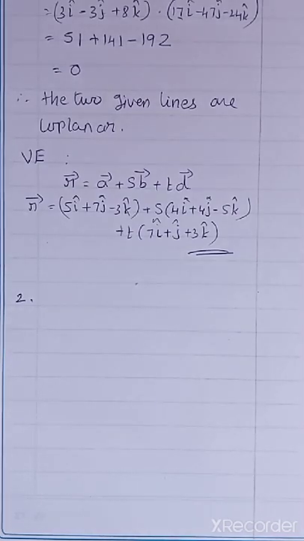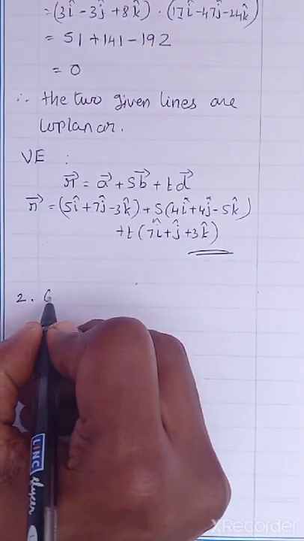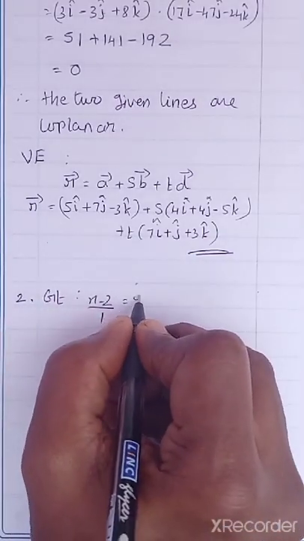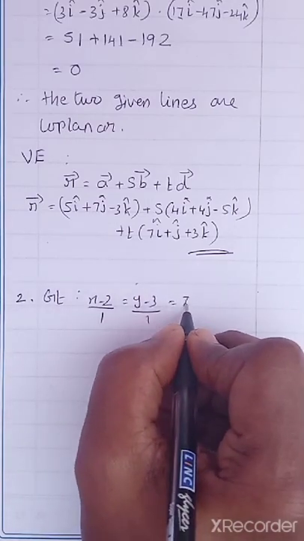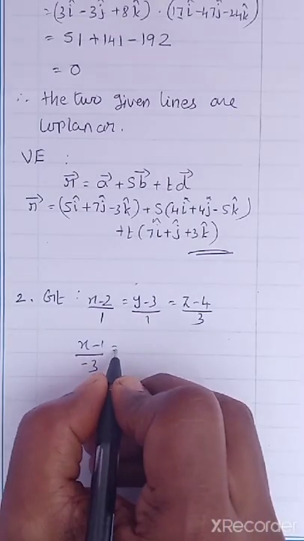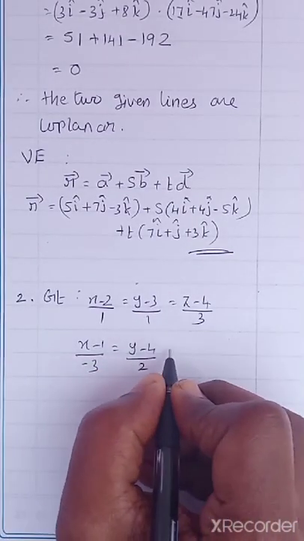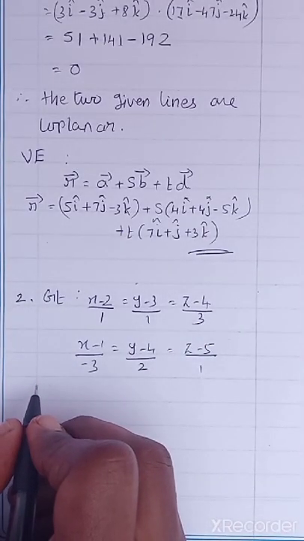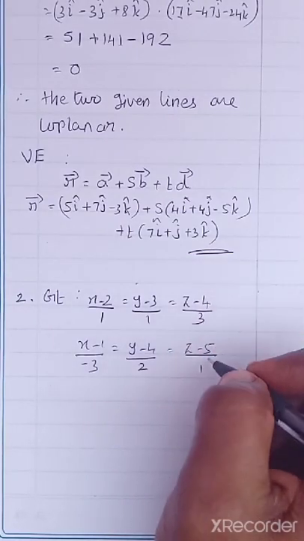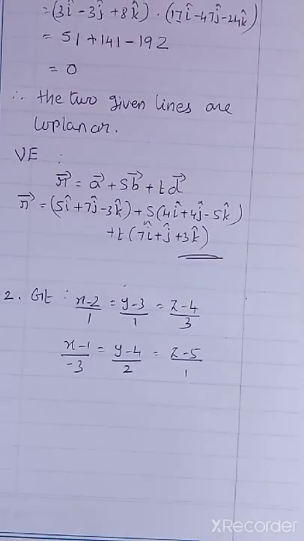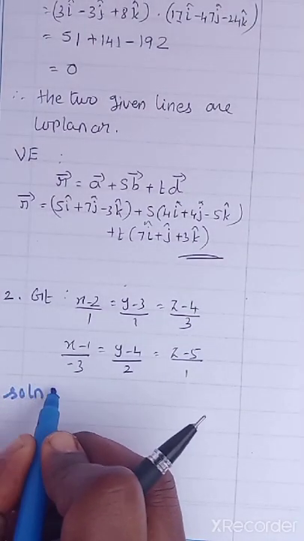Show that the lines are coplanar. Also, we want to find out the Cartesian equation of the plane. So what are the two lines given? (x minus 2)/1 = (y minus 3)/1 = (z minus 4)/3, and another line (x minus 1)/(minus 3) = (y minus 4)/2 = (z minus 5)/1. What we have to show is that these two lines are coplanar, and also find the Cartesian equation. Is that clear? So we'll get into the solution.